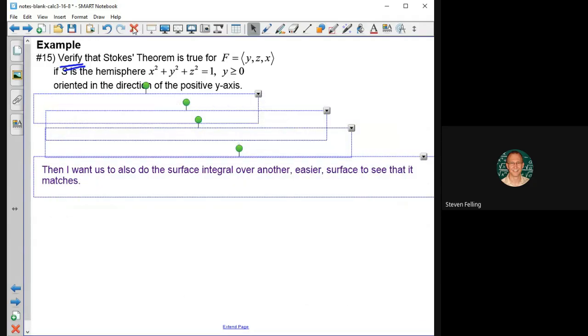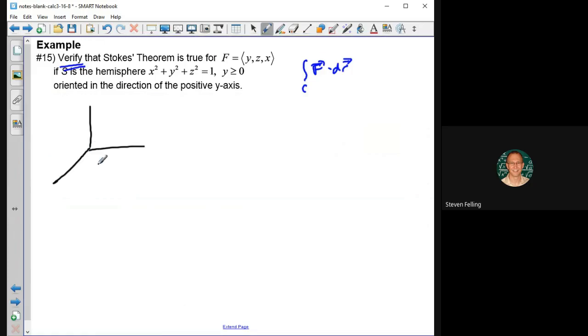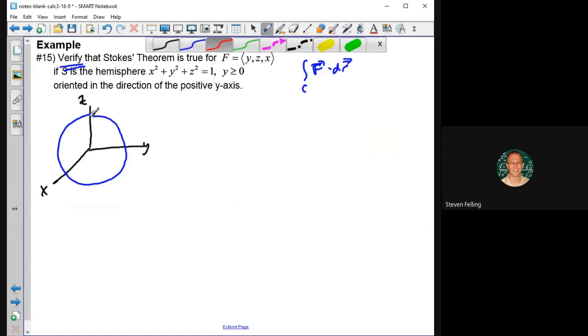Okay, so if I'm doing this directly, then that means I'm going to evaluate this as the integral of f dot dr directly. All right, so in that case, I guess I need to start with a sketch because we have to see what's going on so we can parameterize the curve. Verify that Stokes' theorem is true for this field. I'm not going to try to draw the field, but the surface is a hemisphere centered at the origin. And it's only the positive y's. So if I were to draw a hemisphere in here, radius 1, right, it's only going to be the positive y portion of that. So it's just this part down here on the xy plane, right?